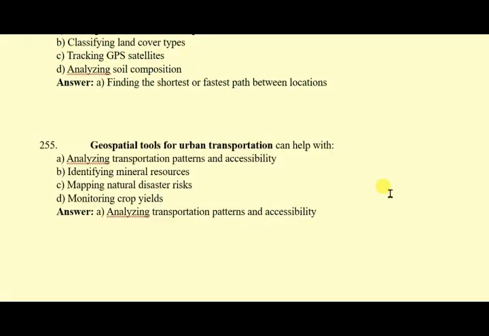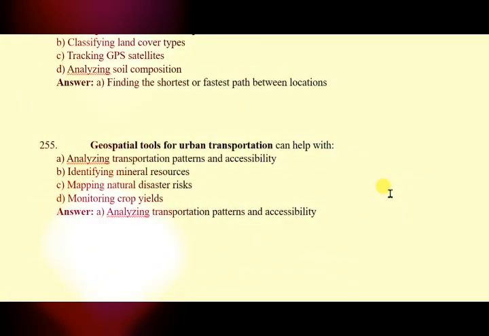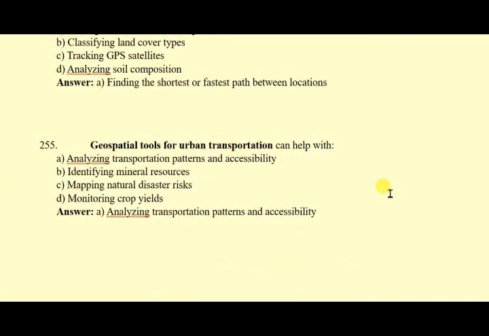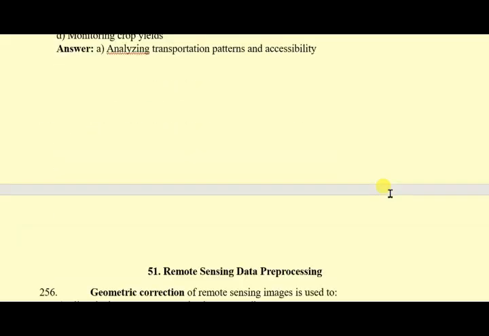Question 255. Geospatial tools for urban transportation can help with analyzing transportation patterns and accessibility, identifying mineral resources, mapping natural disaster risks, monitoring crop yields. So the correct answer will be analyzing transportation patterns and accessibility.